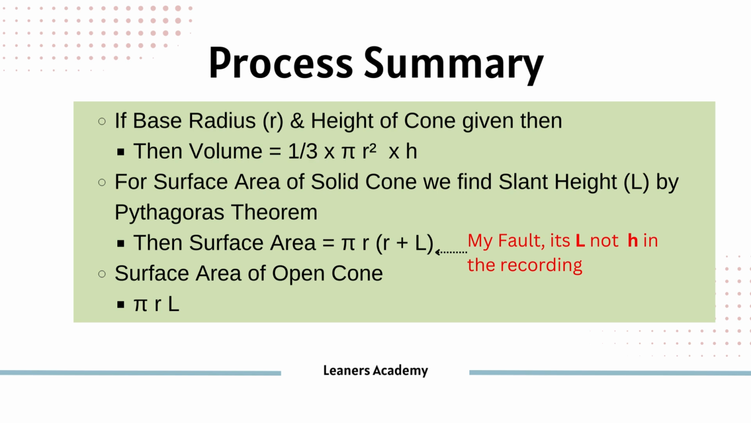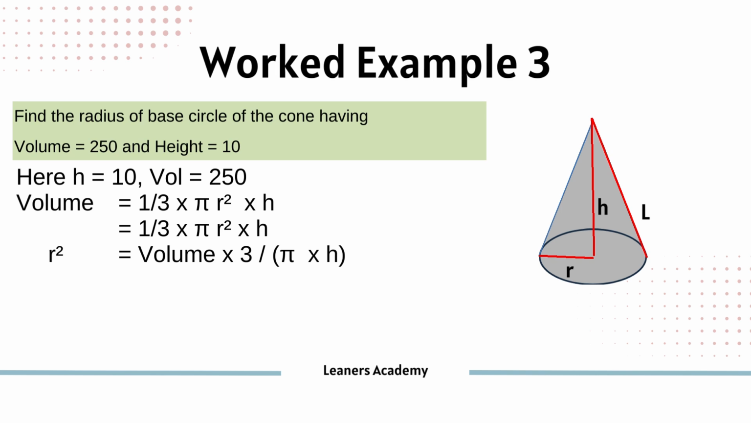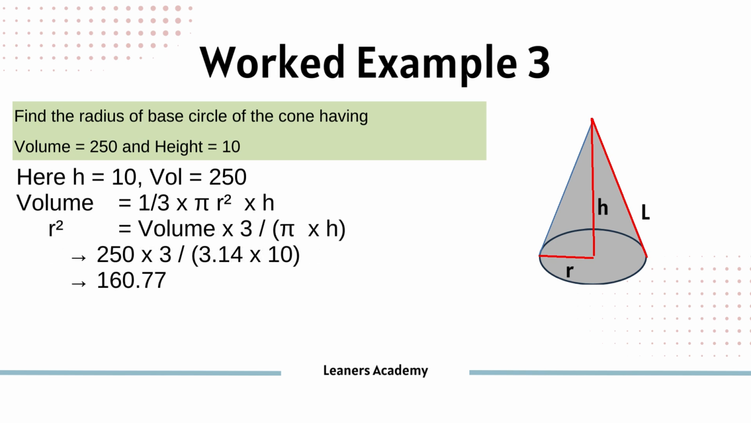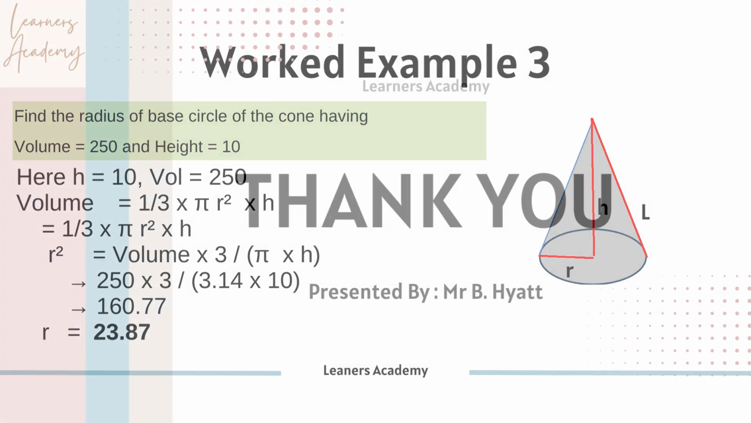Sometimes we are given the volume to find the base radius. Here we have the height of the cone as 10 while the volume is 250. To find the base radius, we use volume formula which is 1/3 pi r square into h. Rearranging, we can get the value of r square as shown on the screen. We get r square is equal to 160.77, and taking the under root of it gives the base radius r value, which comes out to be 23.87.